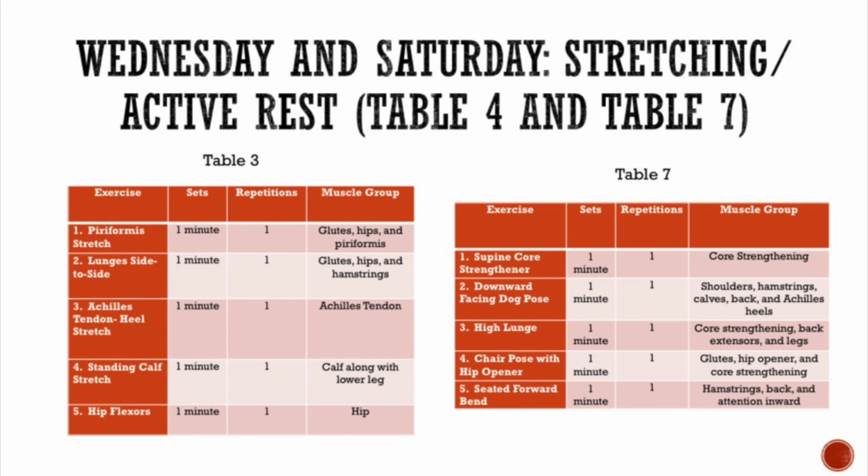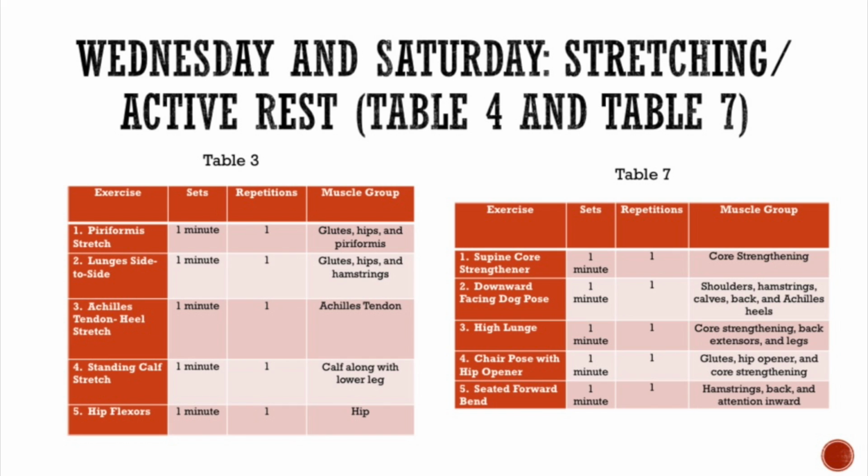Table 7 for Saturday, I did the supine core strengthener, which is engaging the core, the downward facing dog pose, so that will help the shoulders, hamstring, calves, your lower back, and the Achilles heels. High lunge, so making sure the core is engaged. It will help back extensors and your legs. And the chair pose with hip opener.